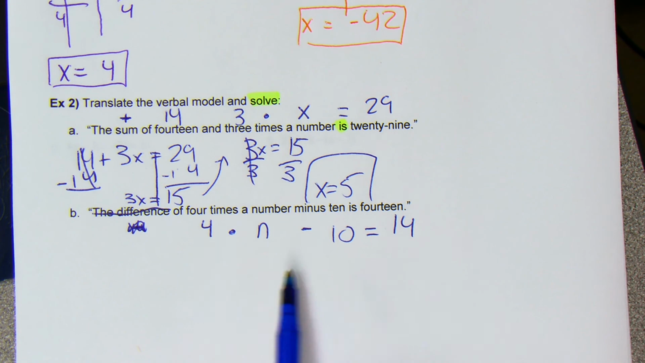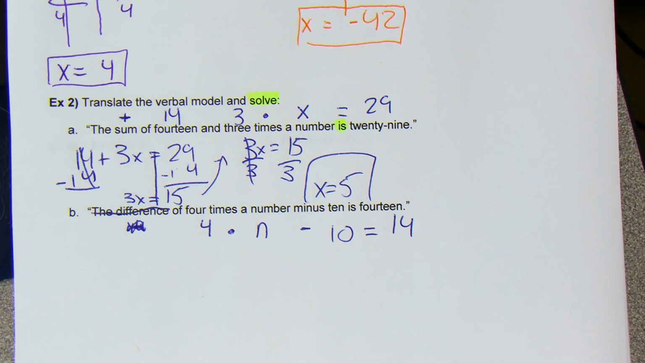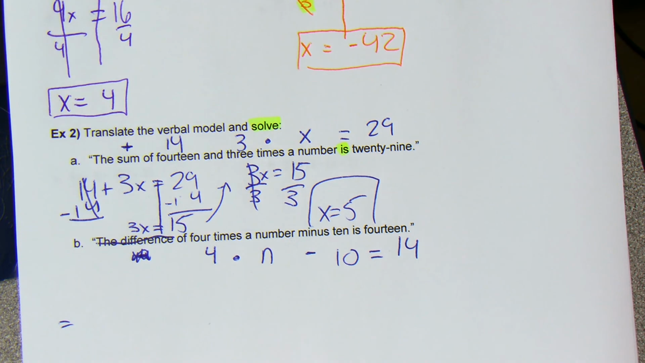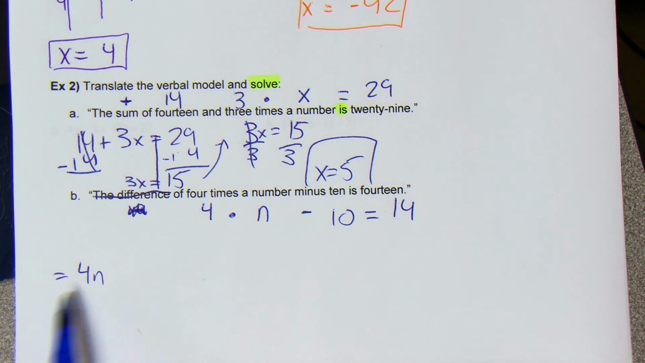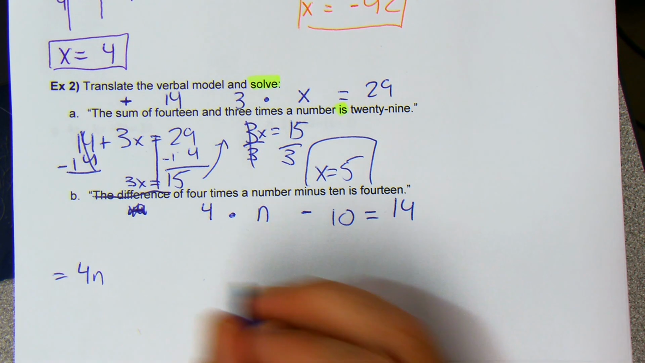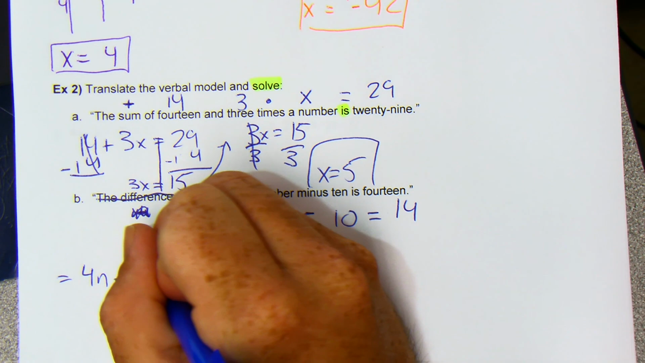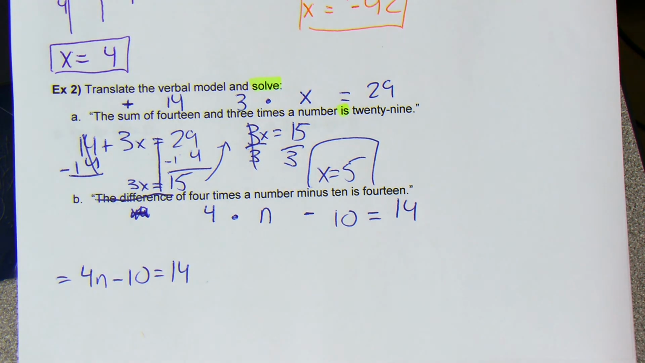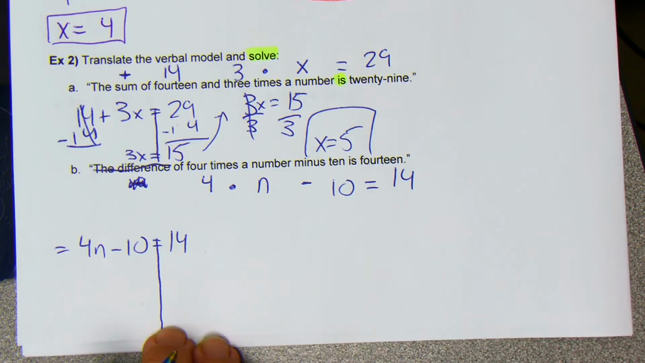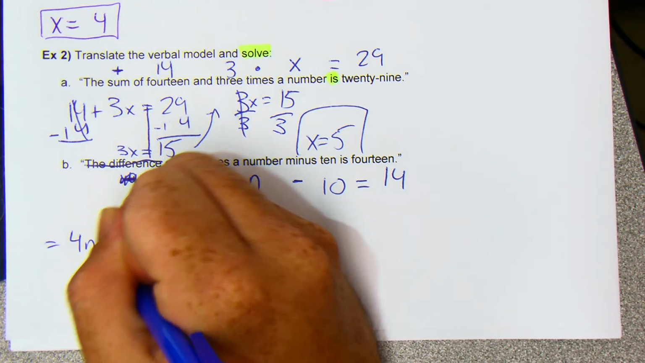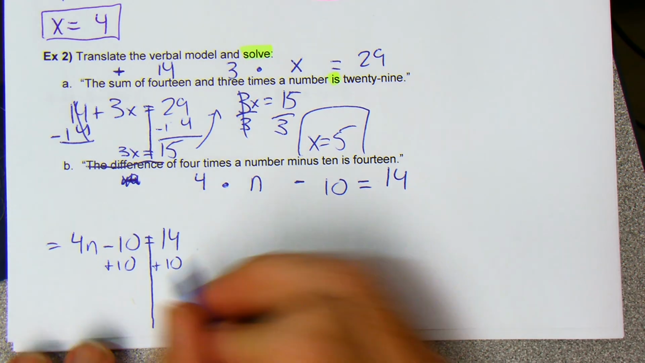I don't need to keep it as 4 times n minus 10 equals 14 though. I'm going to write it like we would normally see it, which is 4n. Instead of 4 times n, if I put 4 right next to n, I know that 4 is multiplying n. 4n minus 10 equals 14. The first thing I need to do is kick out who is not attached to me. In that case, that is this minus 10 that is not attached to my variable. So that's what I need to move to the other side of the equal sign first. In order to do that, I need to do the opposite operation. The opposite of a minus 10 would be a plus 10. So I'm going to do plus 10 on both sides of the equal sign.